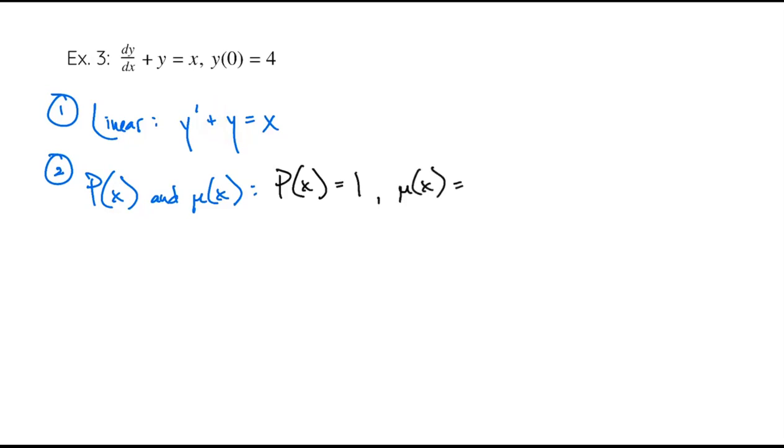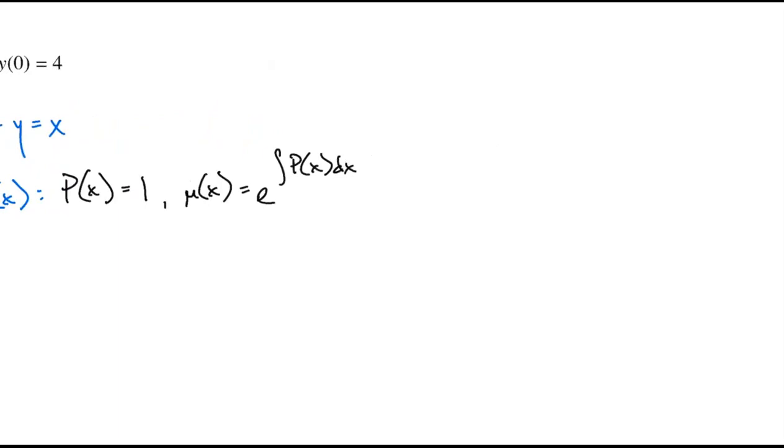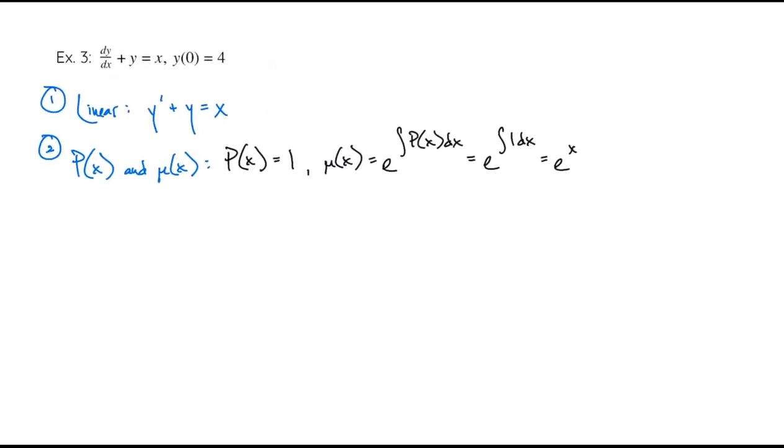Mu of x will give me e to the integral of p of x dx. And that will give me e to the integral of 1 dx. And that just gives me e to the x. All right, so this integral to find your mu of x, not too bad. Much less simplification than the previous problem, right?